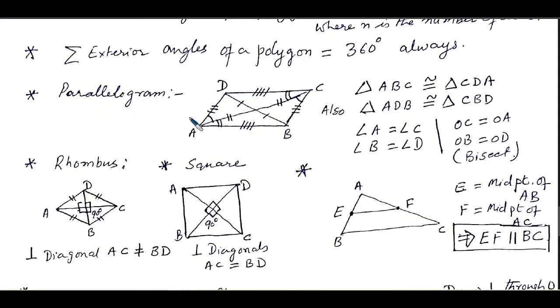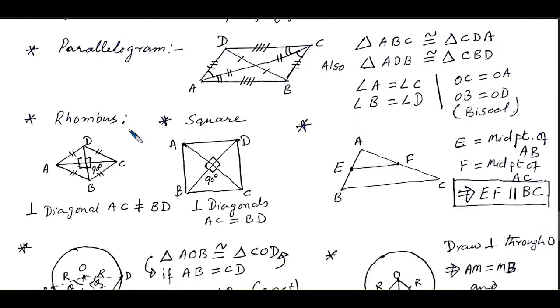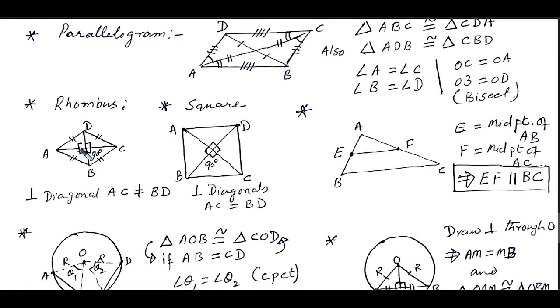This was the definition of a parallelogram. This side is 3 dash, this is 4 dash. They are equal, and they are bisecting, which we have seen. For a rhombus, we saw that they are perpendicular bisectors. For a square also, similarly.